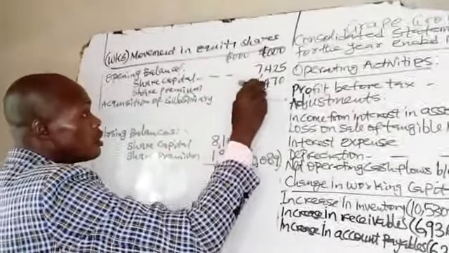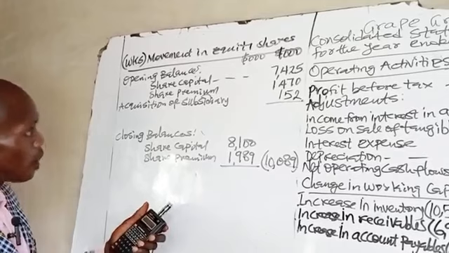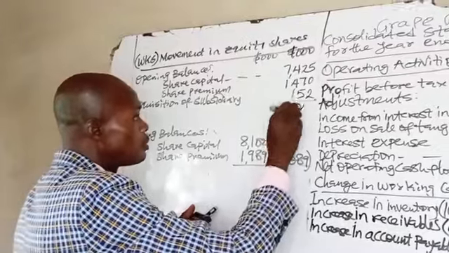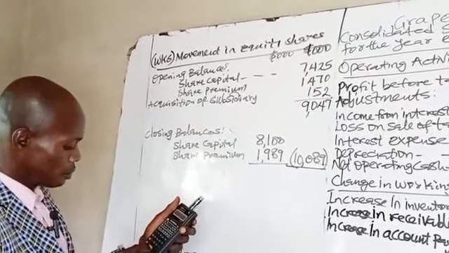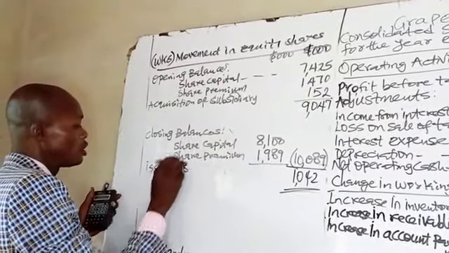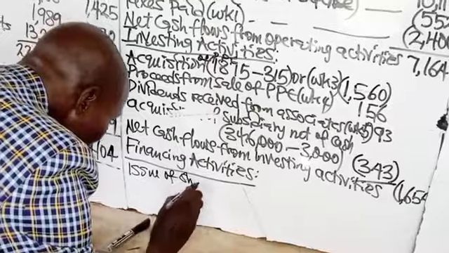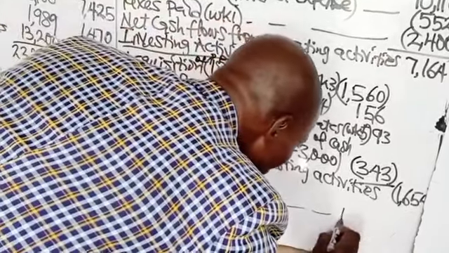So we add that: plus 152. So what is the total? 7,425 plus 1,470 plus 152. We have 9,047. Subtract the closing balance of 10,089, and we have 1,042. So that means there is an issue of shares during the period of 1,042. That will be recognized as financing activity. Issue of shares, working number 6, 1,042.